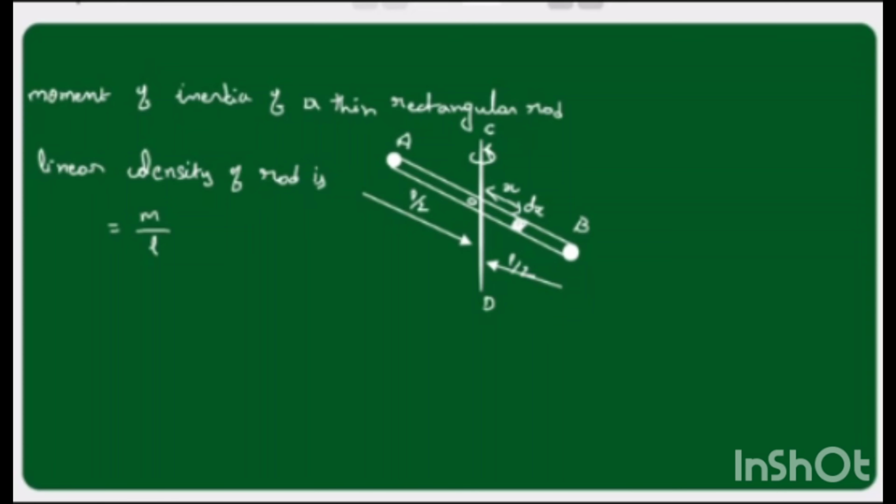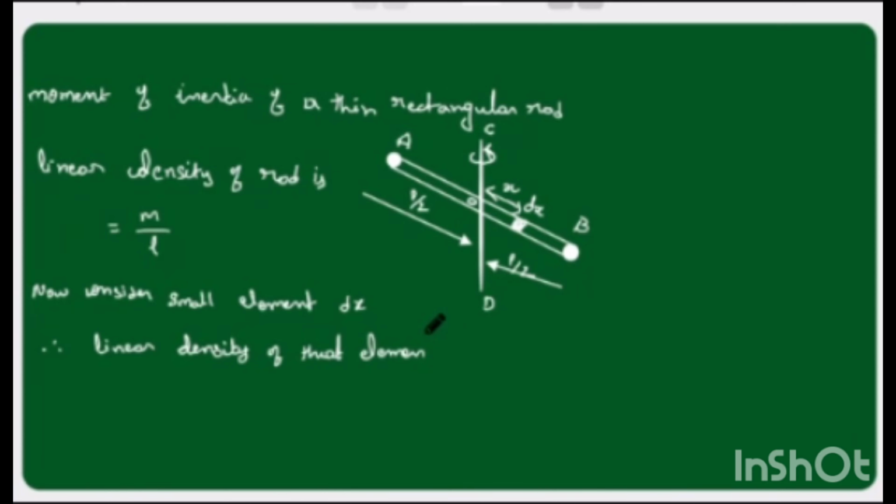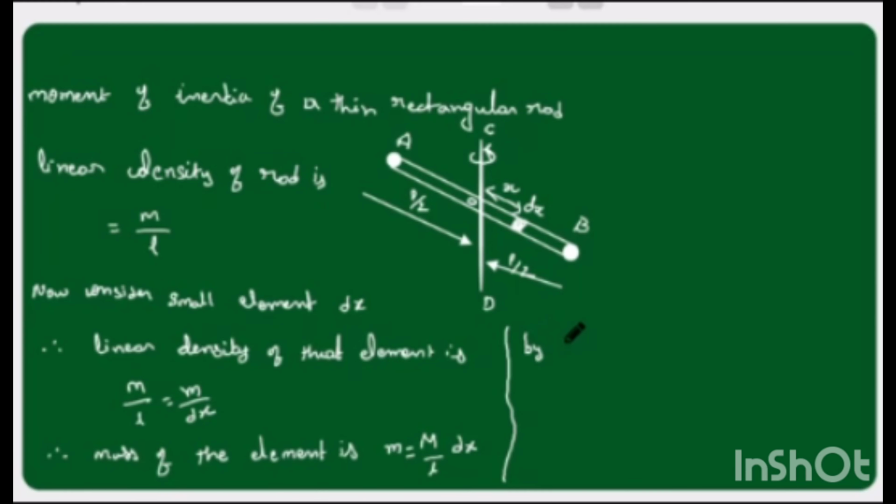Similarly, here I'll consider the linear density for the element. So the linear density for the element is rho dash equals m by dx. Therefore, equate the two densities: M by L is equal to m by dx, which gives small m is equal to M by L into dx.